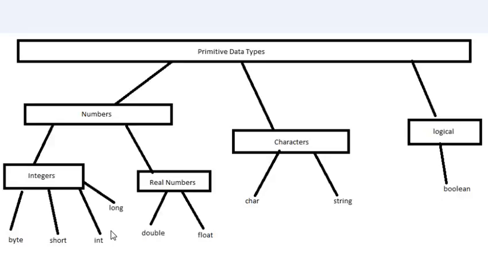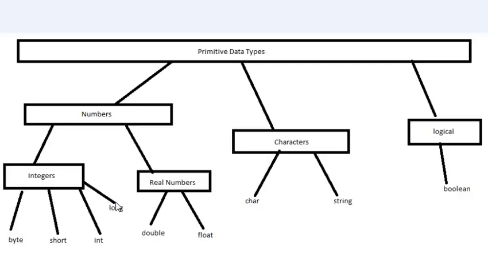An int data type is 32-bit, and it can have a minimum value of negative 2,147,483,648, and the maximum value is 2,147,483,647. And over here we have long.